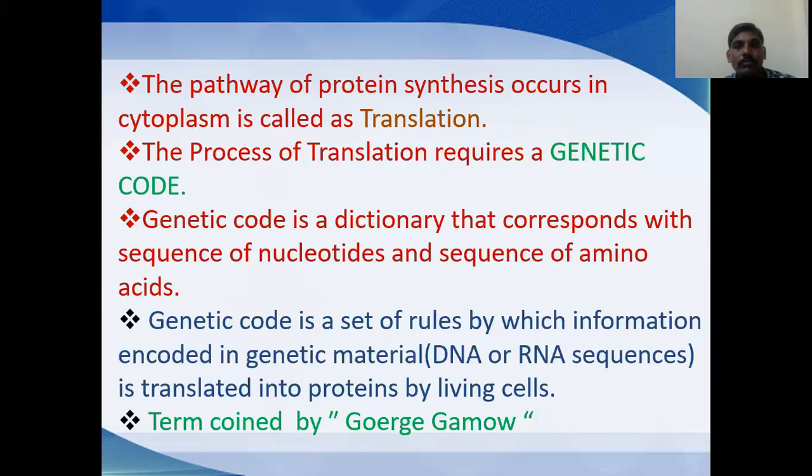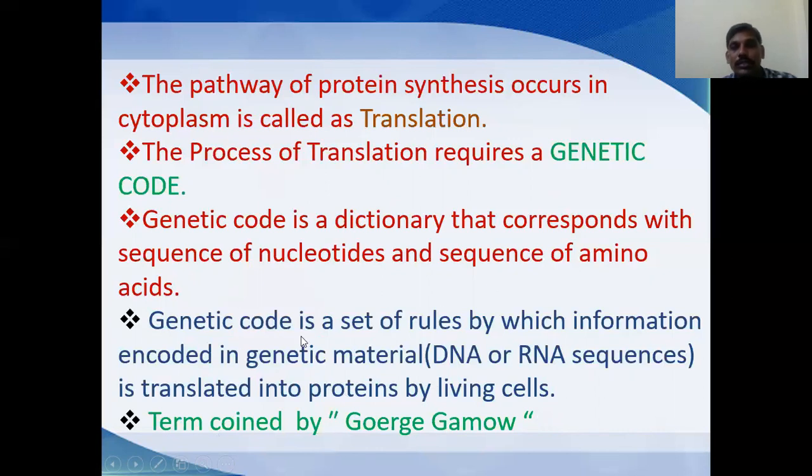The genetic code is nothing but a set of rules. According to these rules, the information coded in genetic material, that is in DNA or indirectly RNA sequences, is translated into proteins by living cells. The term genetic code was coined by George Gamow.